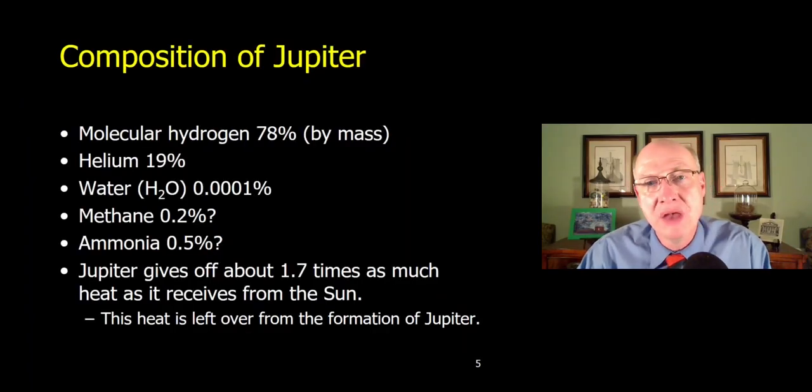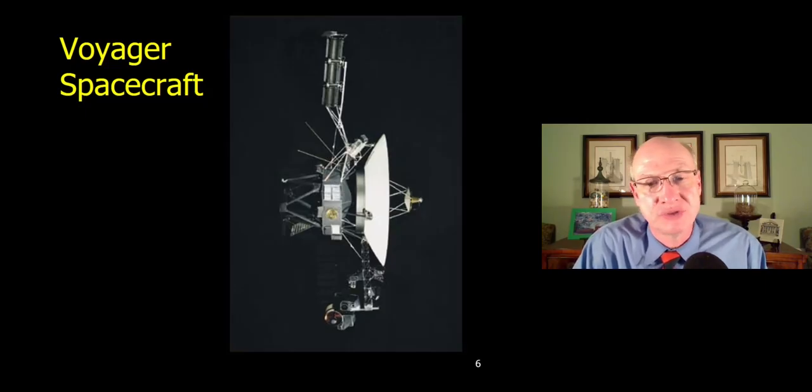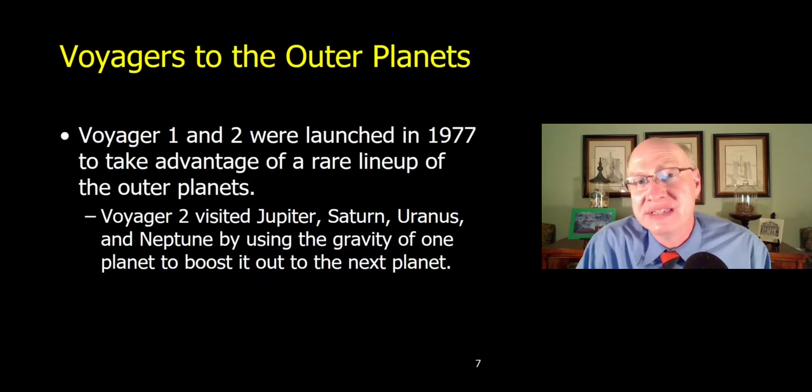All right. So let's talk about some of the missions to Jupiter and to the outer planets. By far, the most important major missions to the outer planets were the 2 Voyager spacecraft. Voyager 1 and Voyager 2 were launched in 1977 to take advantage of a rare lineup of the outer planets. With a single spacecraft, you could visit Jupiter, Saturn, Uranus, and Neptune.